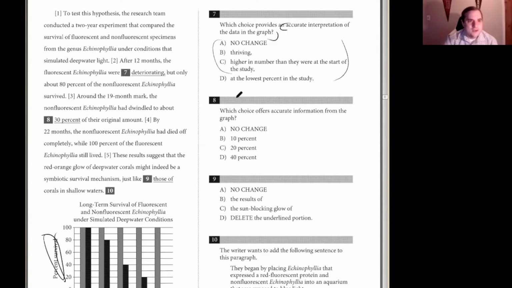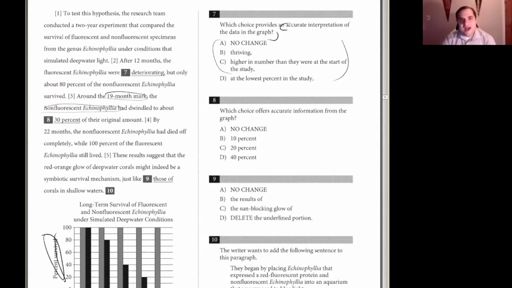Okay, cool. So now let's take a look at the sentence. Around the 19-month mark, the non-fluorescent coral had dwindled to about blank of their original amount, right? So this is asking how much was left in month 19 for the non-fluorescent?